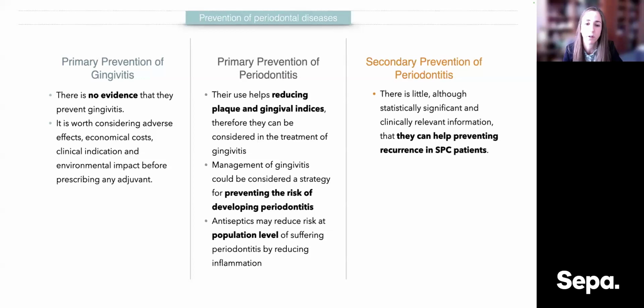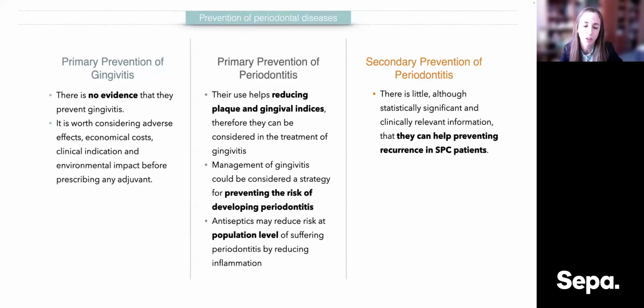periodontitis. First of all, they help reducing plaque and gingival indices. And this is the rationale for the choice in gingivitis control. So in the assumption that gingivitis and periodontitis are a continuum of the same disease, it could be inferred that the management of gingivitis could be considered a strategy for preventing the risk of developing periodontitis. And apart from that, the last conclusion of this part is that there is little, although statistically significant, evidence and clinically relevant information that they can help preventing the recurrence in SPC patients. Therefore, they can work for the secondary prevention of periodontitis.